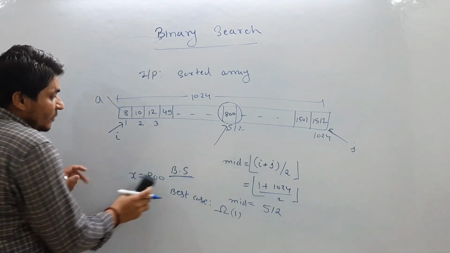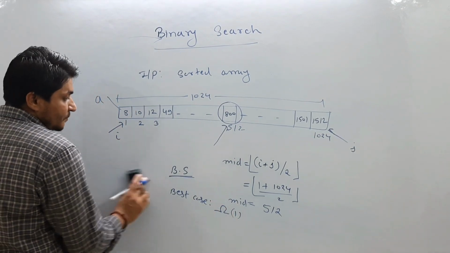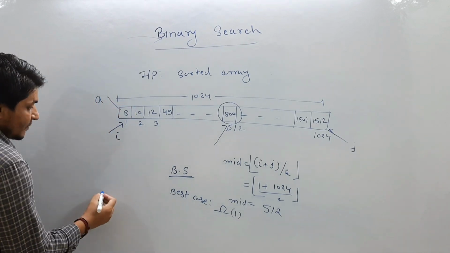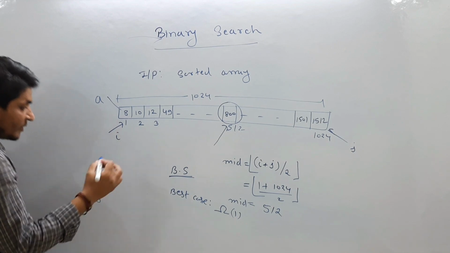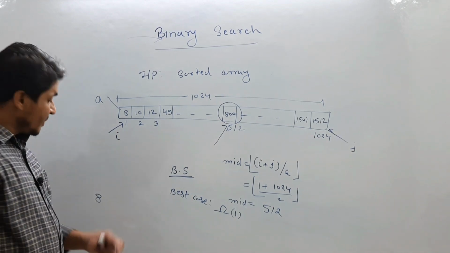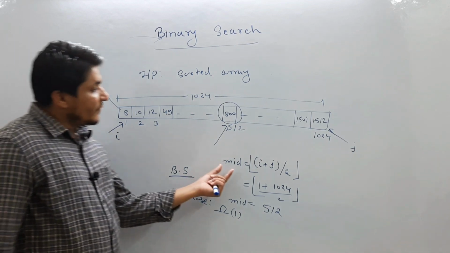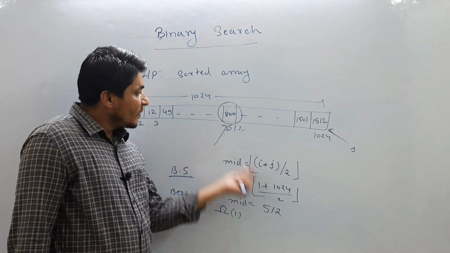Now what could be the worst case scenario? Let me explain. Let's suppose I am searching for 8. I'm going to explain a worst case scenario. Let's suppose x equals 8, I am searching. So first, you are going to calculate mid, which is now 512.